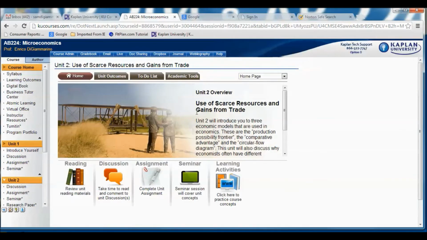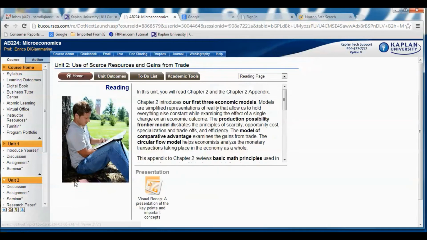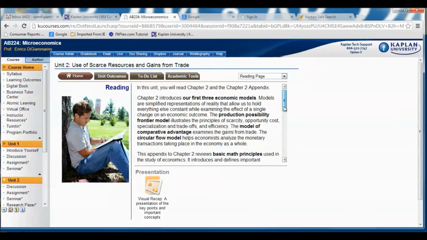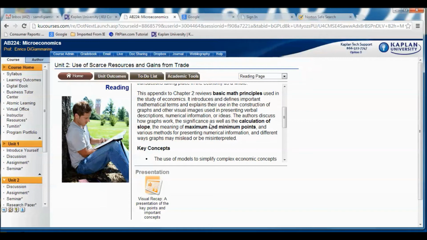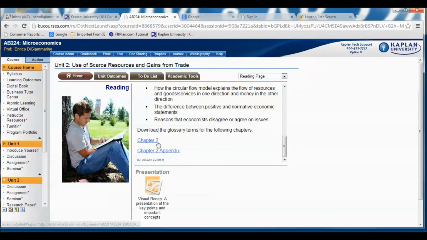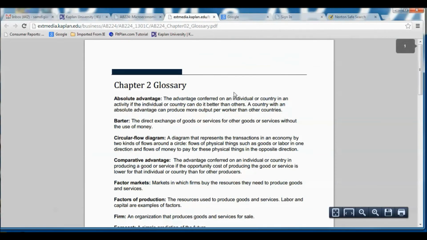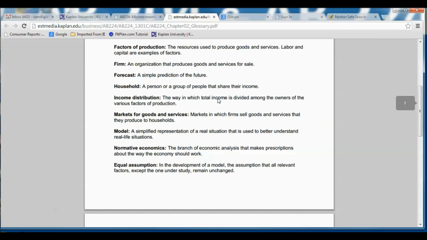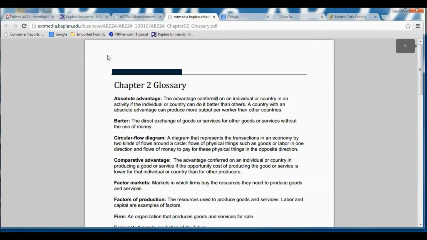Okay, so we've looked at Unit 2, we've looked at the assignment, we've looked at the discussion question, now we go to the reading. Okay, and it will tell us that we're going to read Chapter 2 and the appendix to Chapter 2. It tells us a little bit about what they're about. Okay, and the appendix, it gives us some key concepts. Okay, and then it gives us a glossary of terms. Okay. Again, this is important for you because, as I will tell you in our first seminar, learning economics or learning anything is all about learning the language. So you're going to get to read what the main definitions are.